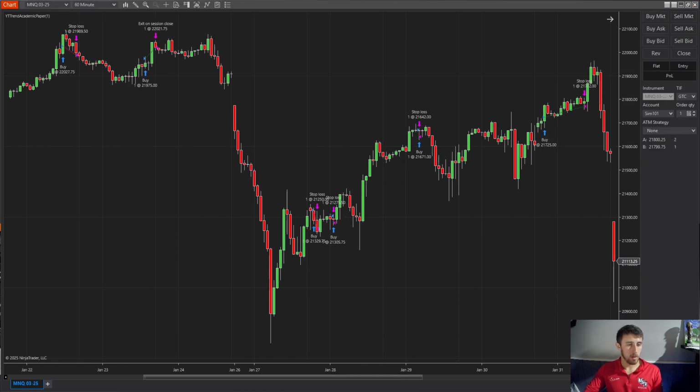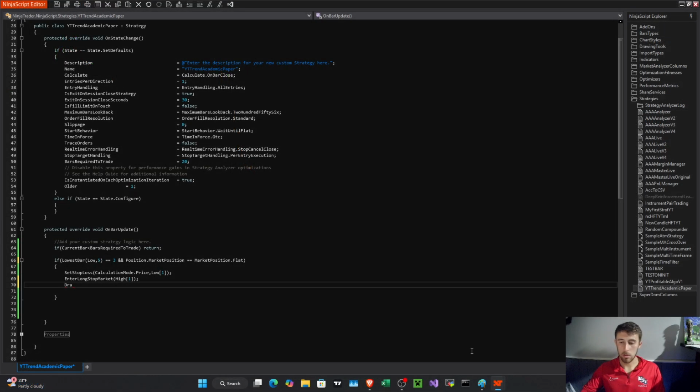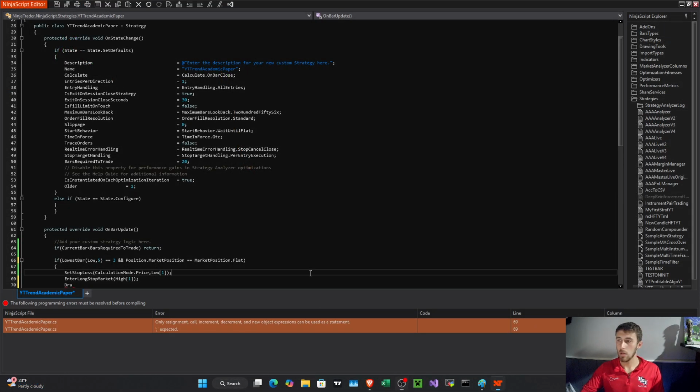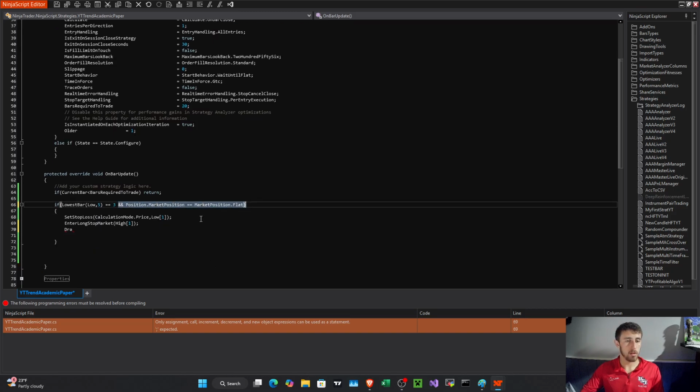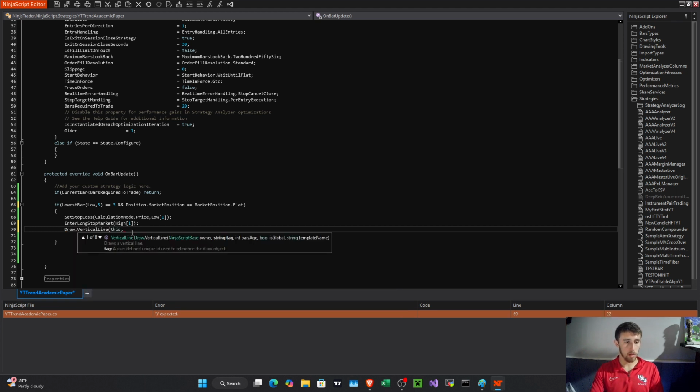Let's also, every time we get this, let's draw a vertical line. So I added this, and when you draw things, if you give them the same name, every time it draws a new one, it's actually going to delete the old one and just keep the new one. So what we're going to do is, so that we can leave all the lines, we're going to do this.